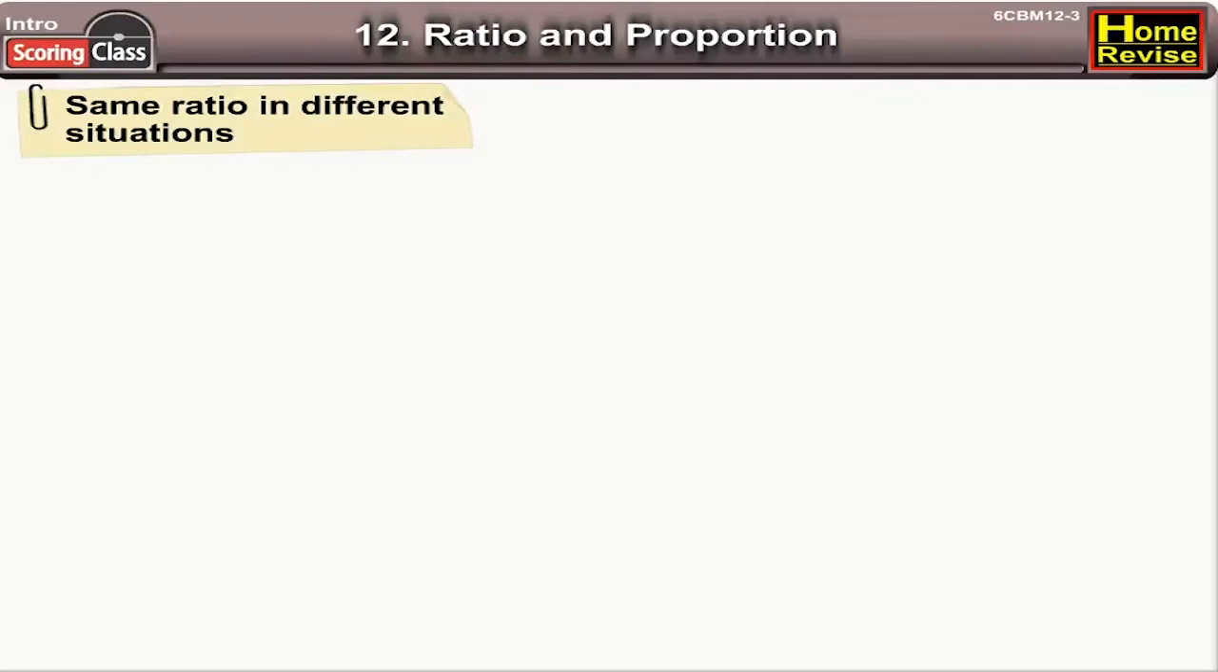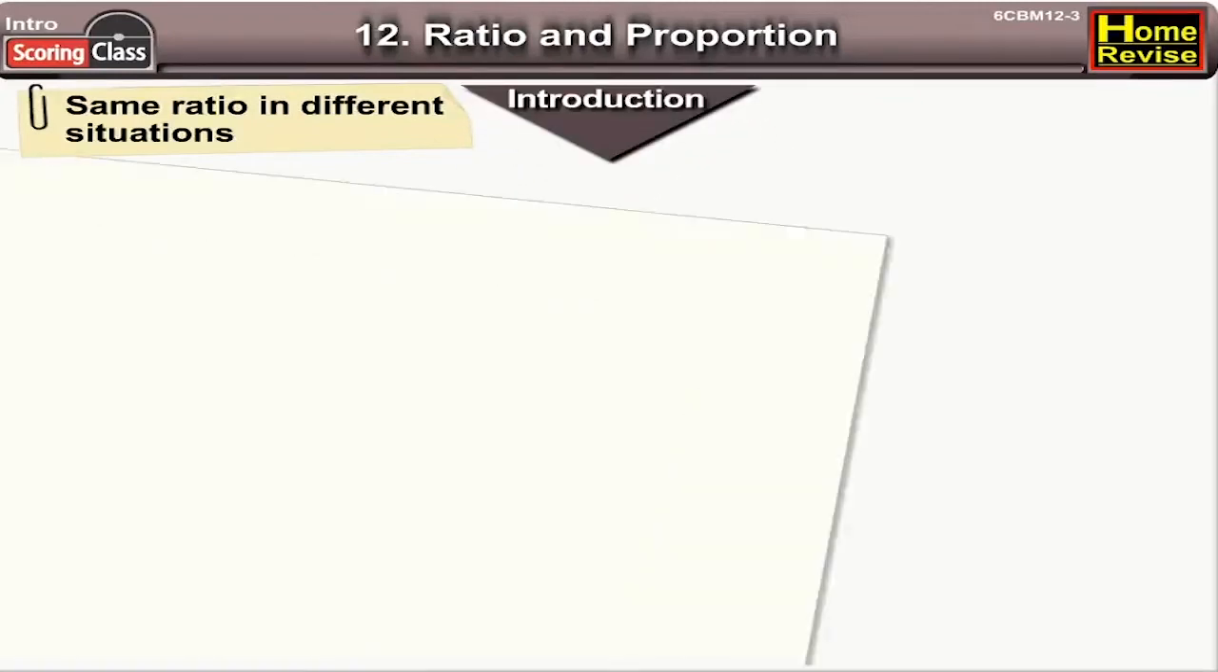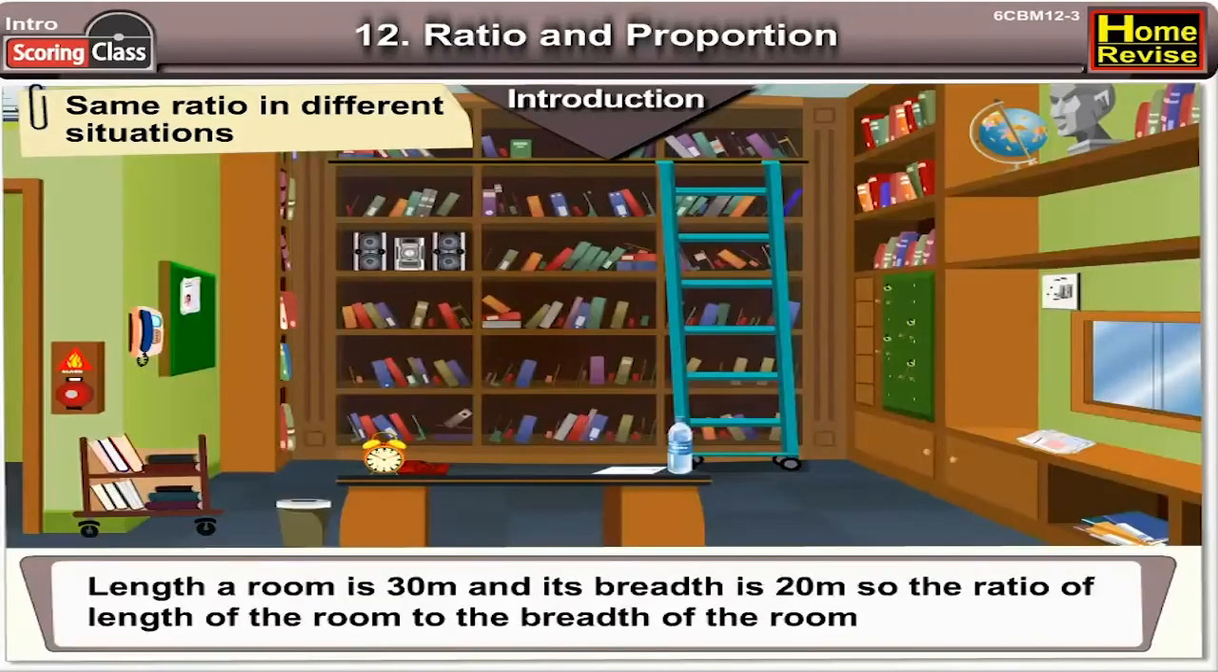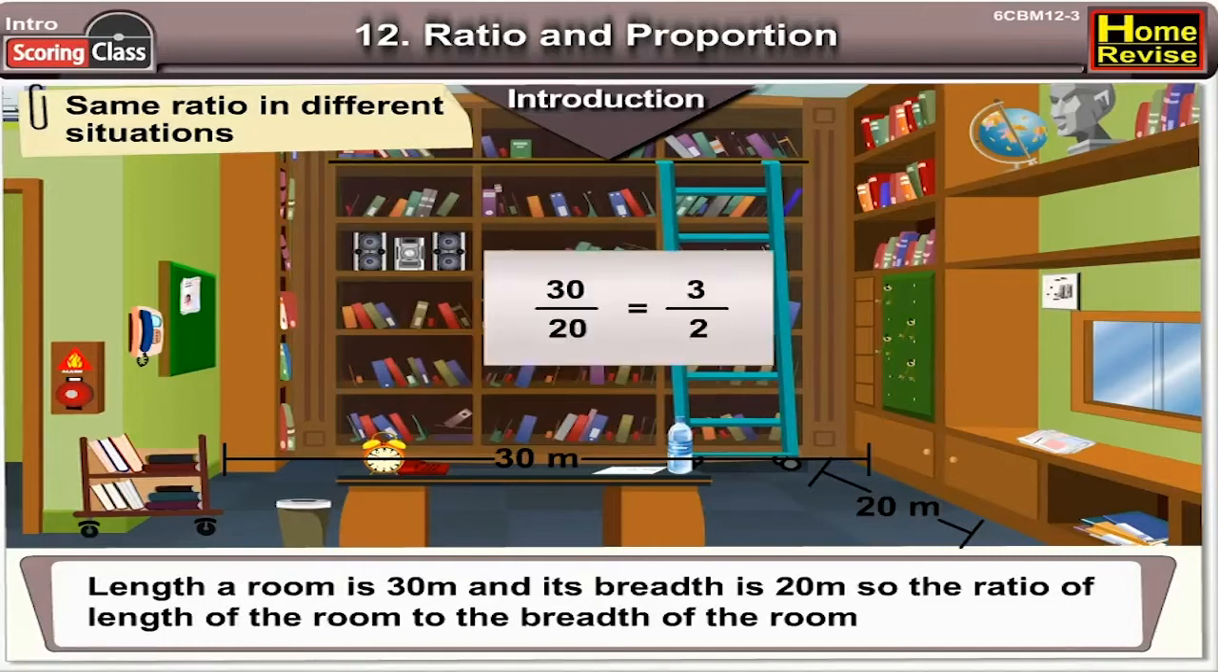Same ratio in different situations. Consider the following. Length of a room is 30 meter and its breadth is 20 meter. So, the ratio of the length of the room to the breadth of the room is 30 upon 20. Now, this is equal to 3 upon 2. That is 3:2.